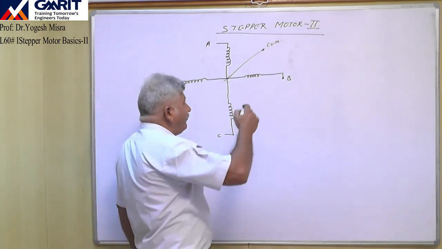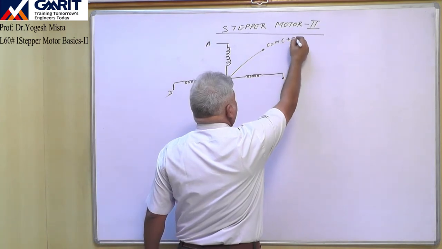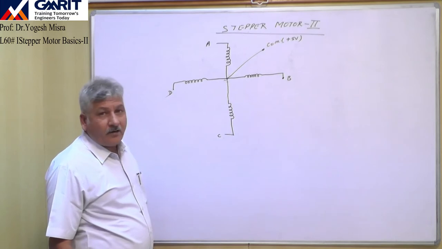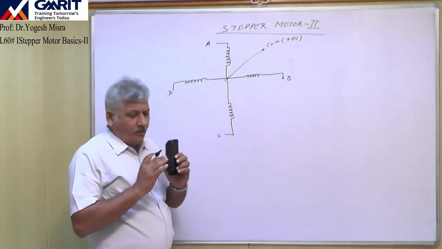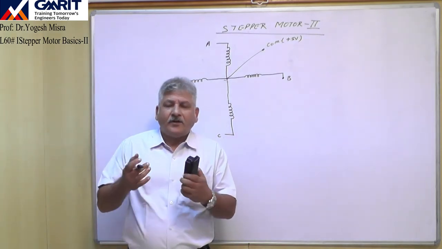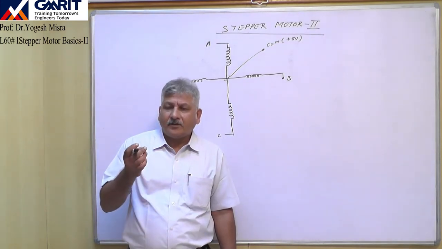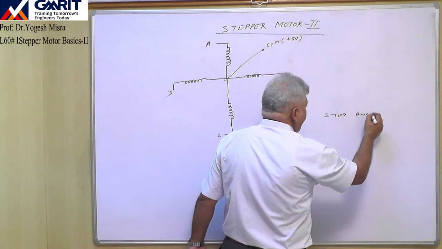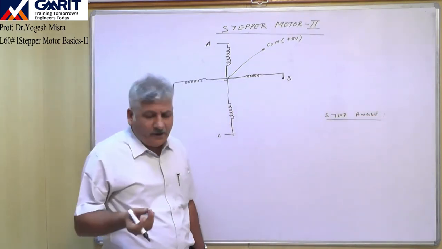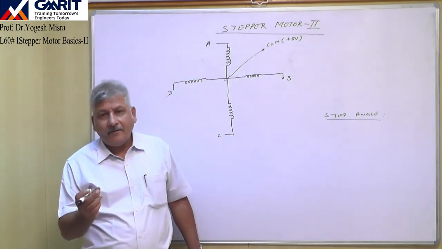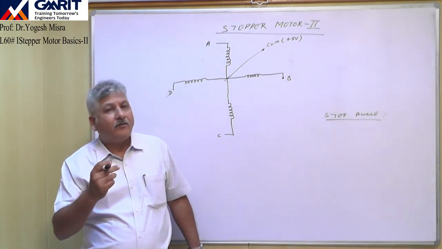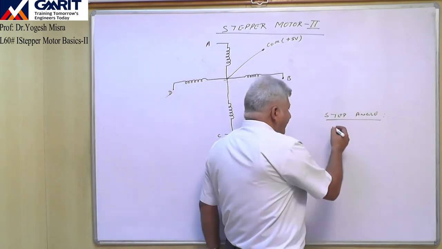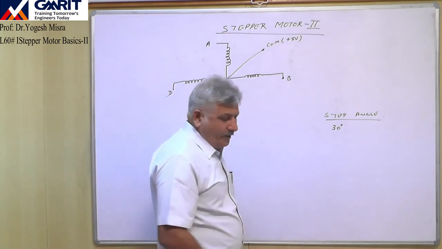Now, what we will do is connect plus 5 volt to the common terminal. Now to rotate a stepper motor, each stepper motor is available with some specific step angle. So there is a term called step angle. Step angle is the amount of angle which a stepper motor moves in one single step.